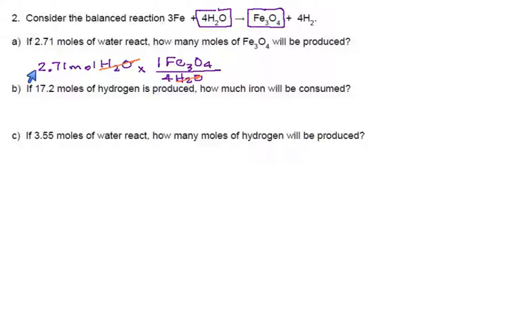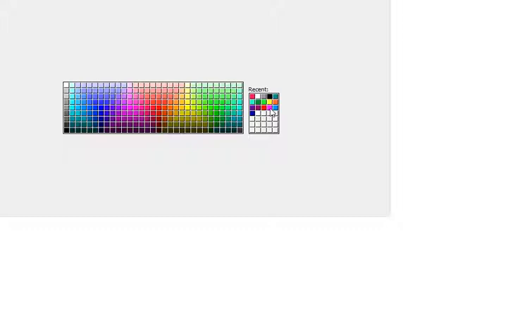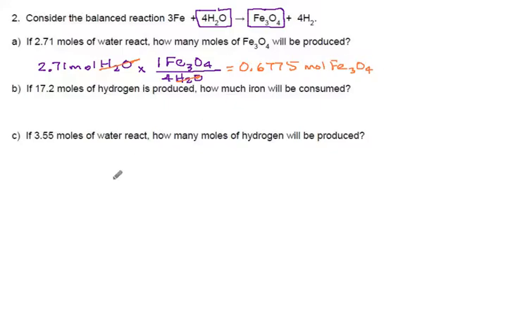And mathematically, that means you do 2.71 times 1 divided by 4, which is 0.6775 moles Fe3O4.